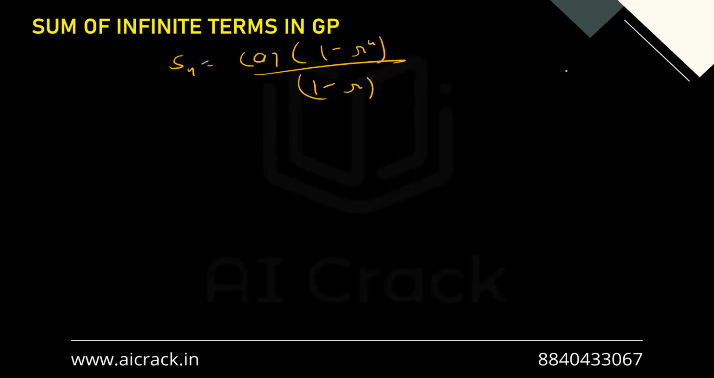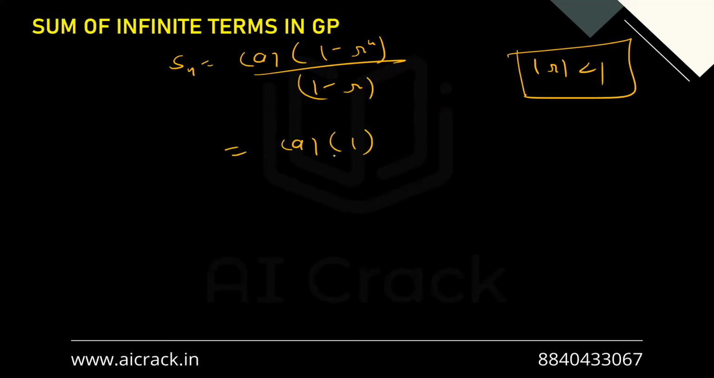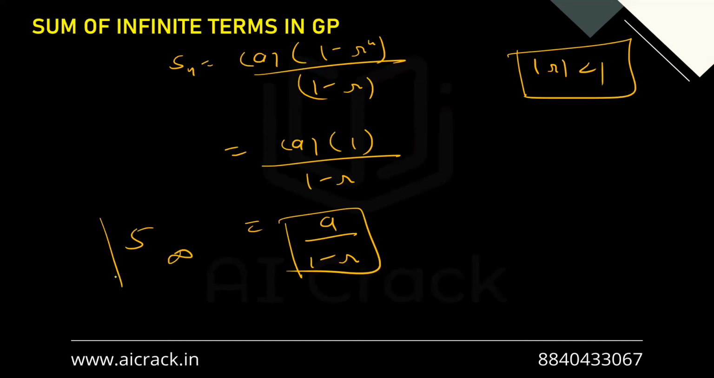Okay, simple. So the basic condition over here is modulus of r should be less than 1. That is the basic condition to apply the formula for summation of infinite terms in GP. Now when we have assumed that modulus of r is less than 1, we can assume that r^n would be 0 because that would be a fraction raised to the power infinity. That becomes 0, so it becomes a times 1 upon (1 minus r), that is nothing but a upon (1 minus r). Now this is our summation to infinity.